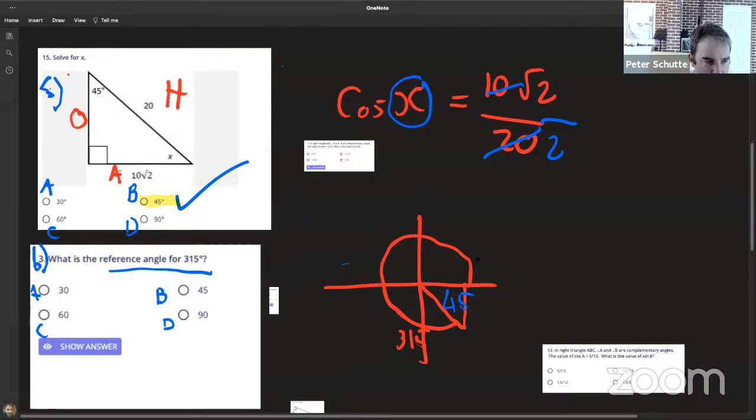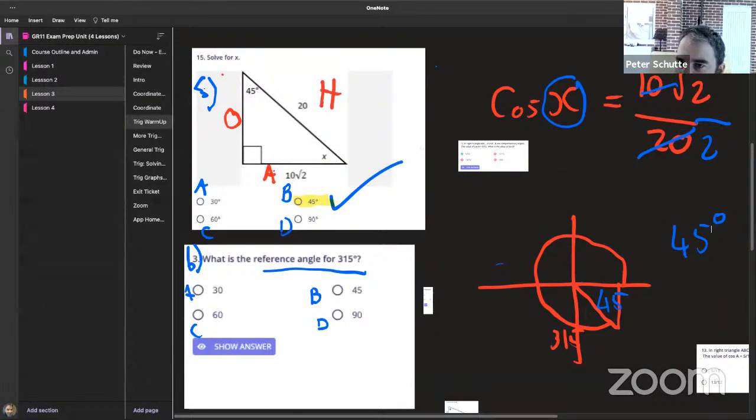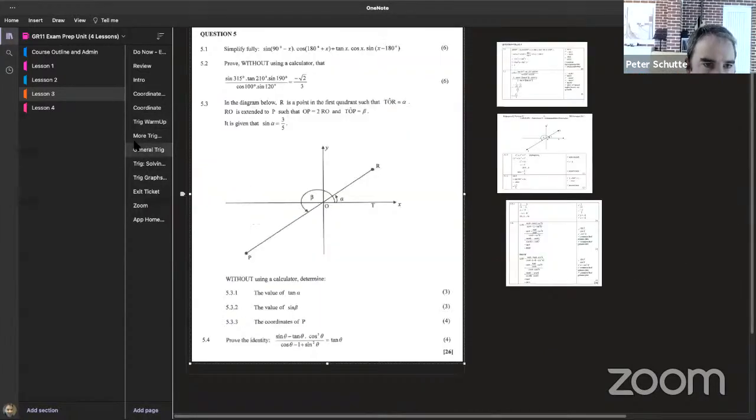Okay, let me look at my time because I want to get to the exams. We're going to leave that out for now. So if we look at more general trig, this is a typical exam question. We're only going to actually do one of them now. We'll carry on in the next lesson.